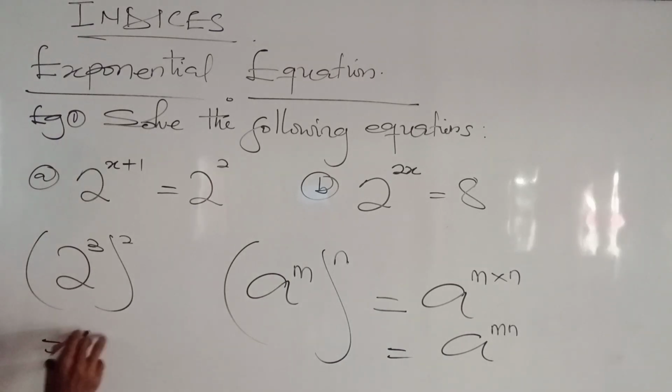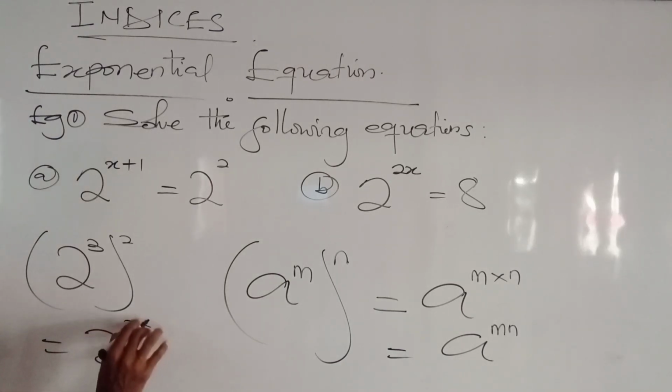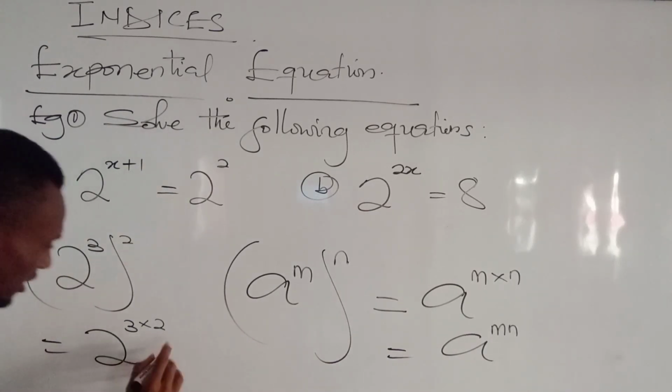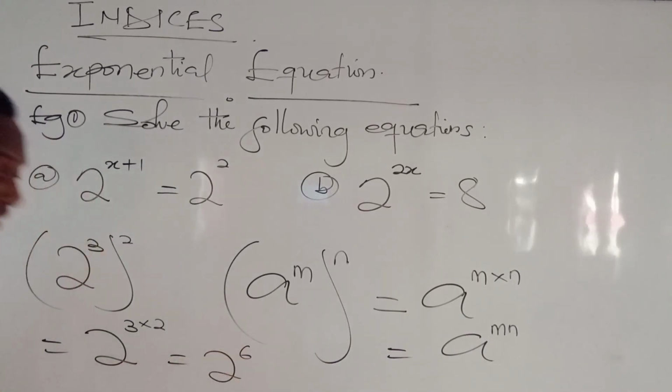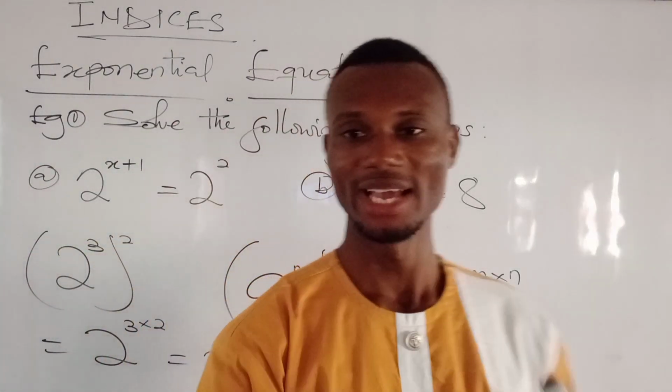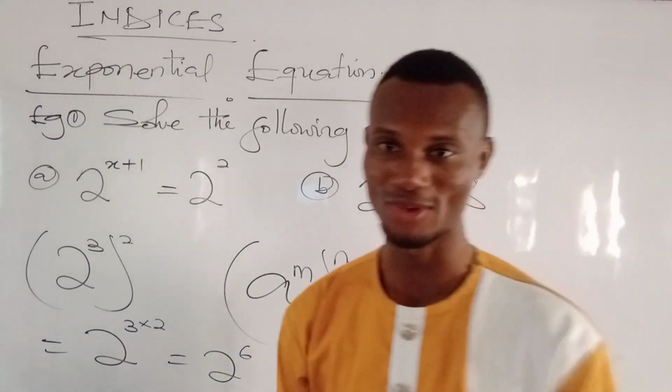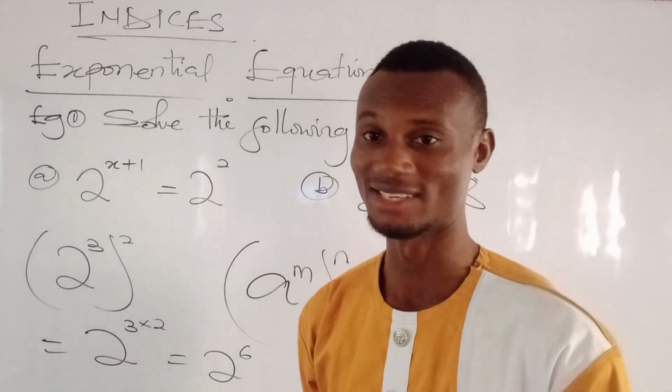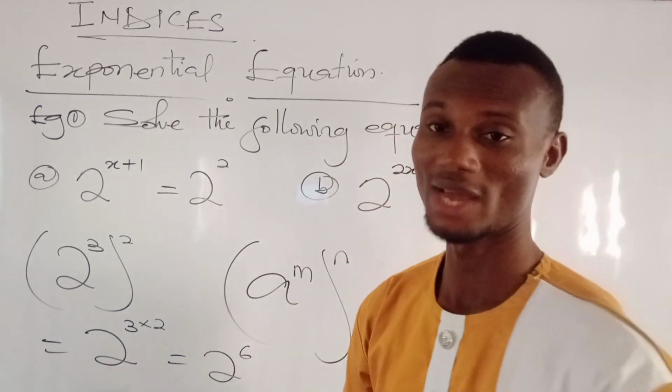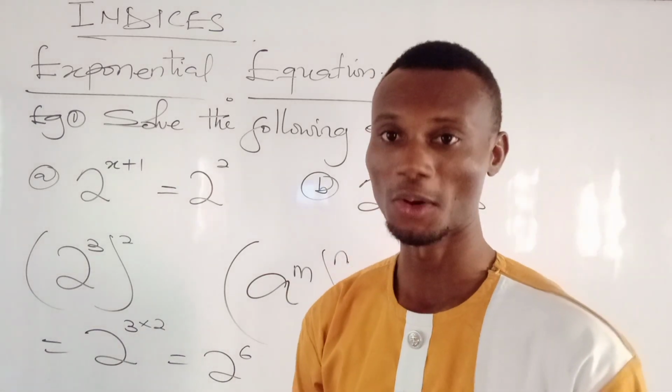So it's going to be 2 to the power 3 times 2, and that is going to be 2 to the power 6, because 3 times 2 is 6. Let me write it so that you can see. So this is going to be 2 to the power 6, and that is your answer. I hope the explanation is clear enough. It's not difficult, we are just applying what the law is saying.